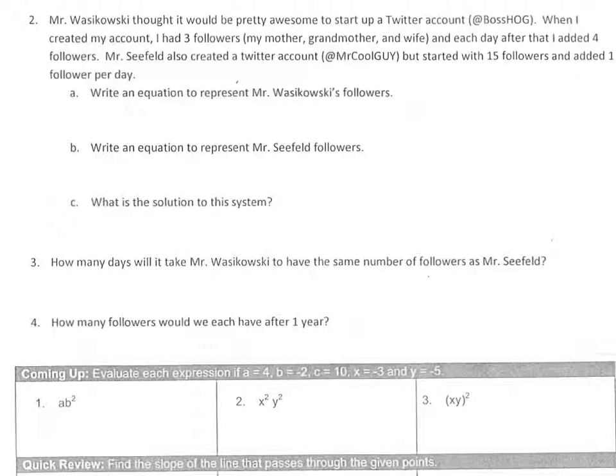So what we want to do first is take this information and come up with an equation for both me and Mr. Seafeld. I'm going to start with myself. Looking at the information here, I know that when I created my account I started off with 3 followers, and that each day, key thing there, each day I added 4. So I'm going to write an equation to represent the number of followers I have. Remember, when we write an equation, you're always going to have y and x. So y is going to be my number of followers, and I have to think of what x is. Really, I add 4 followers per day, so I'm going to have x represent the number of days.